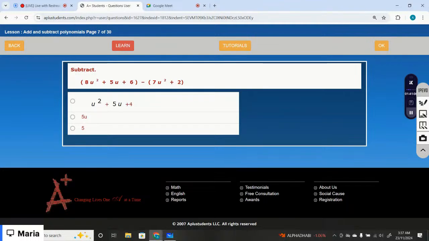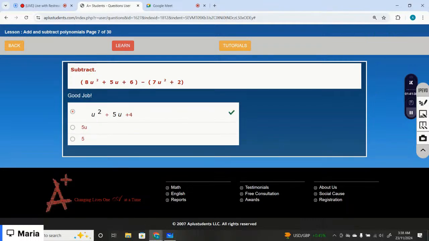8u square plus 5u plus 6 minus 7u square plus 2. So, which is the correct option? That is u square plus 5u plus 4. Option number 1 is the correct option.